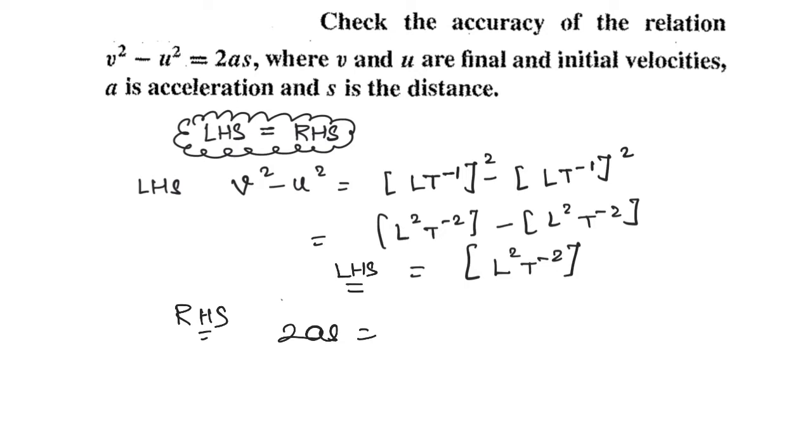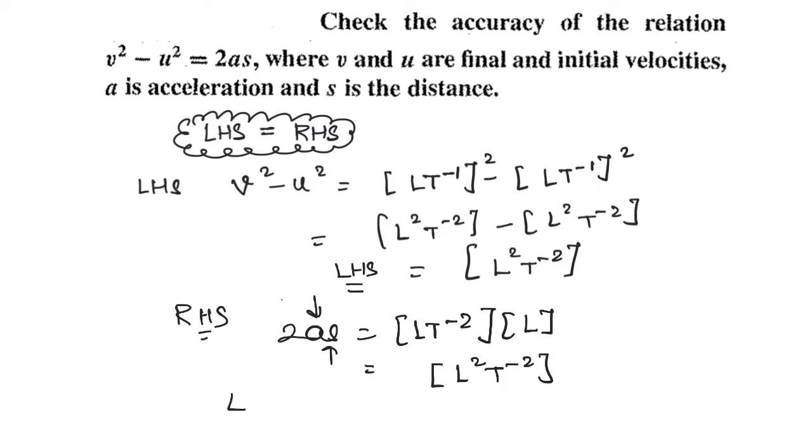Class, mic check, please. For a number there are no dimensions. Okay, so this is our acceleration. What is acceleration, class? LT minus 2. And s is the displacement. What is displacement? L. So it will be L square T minus 2. Now you can notice one thing: LHS is equal to RHS, hence the equation is dimensionally correct.